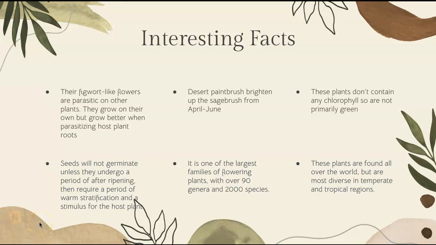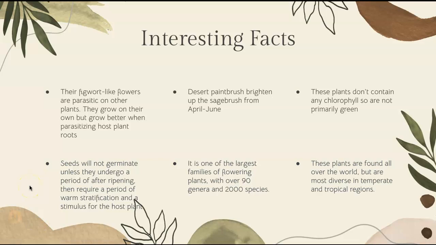All right, next up we have the fact that seeds will not germinate unless they undergo a period of after-ripening. Then they require a period of warm stratification, which is the placing of seeds close together in layers in moist sand or peat to preserve them or to help them germinate, and a stimulus from the host plant.